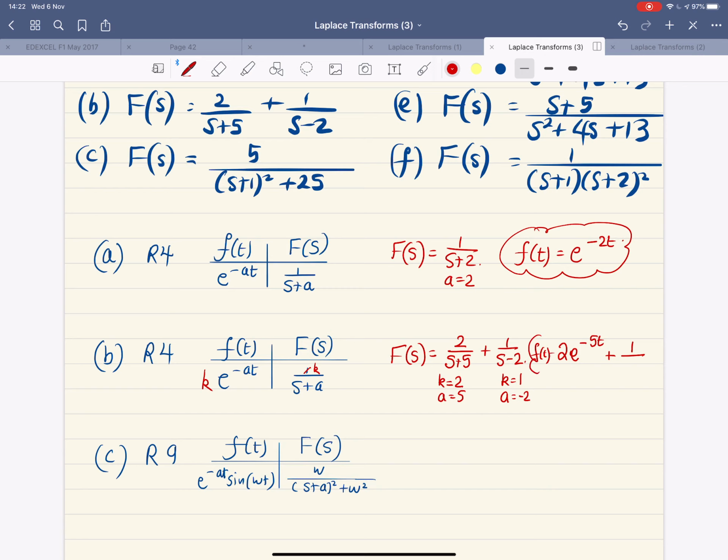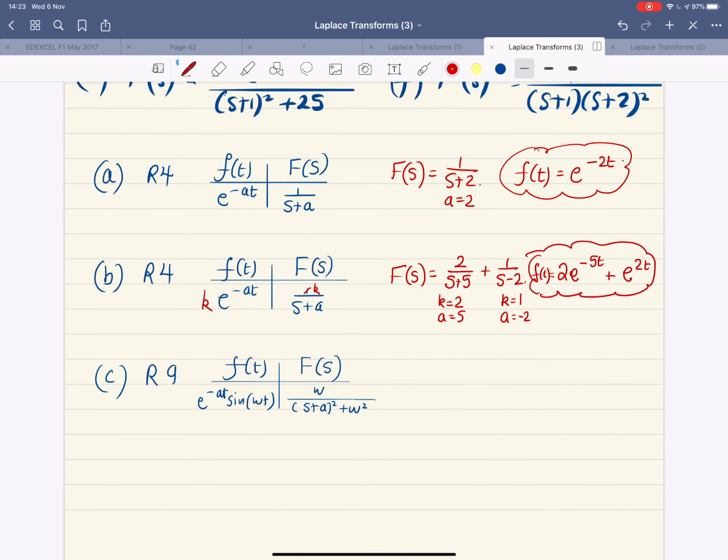F of t equals, oh sorry, it's not 1 over. I get distracted. It's plus 1 e to the plus 2t. That's your answer there. Okay, so there you go. That's how to do those. So it's using the table in reverse.